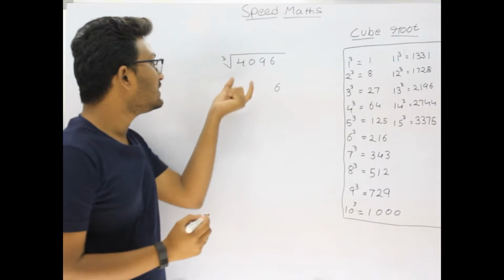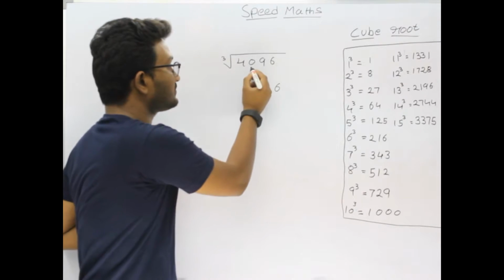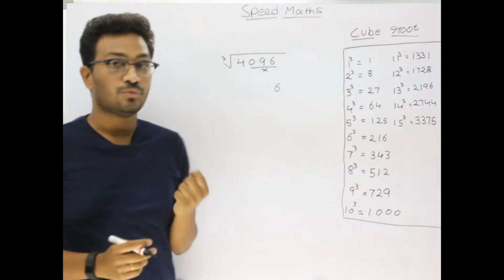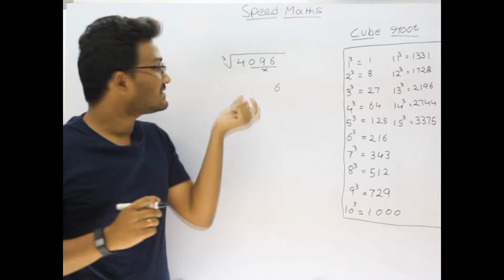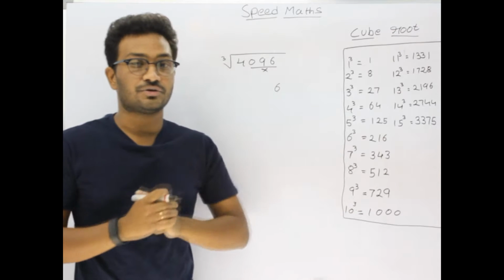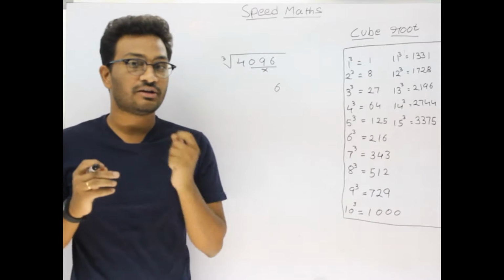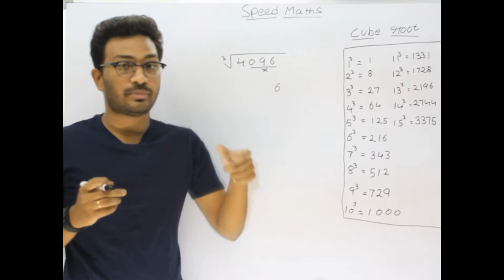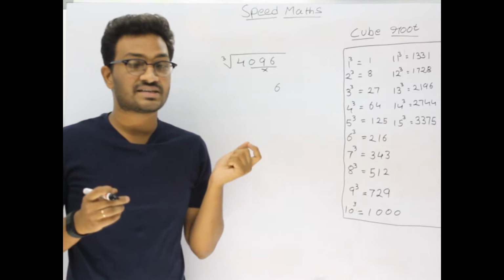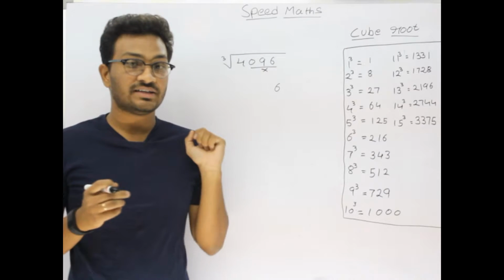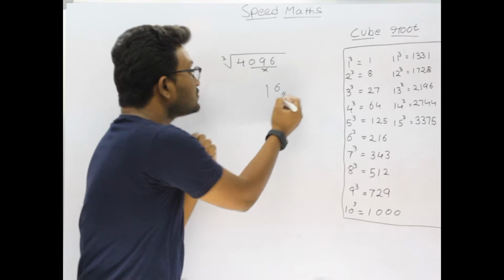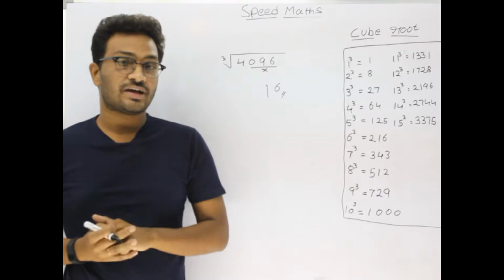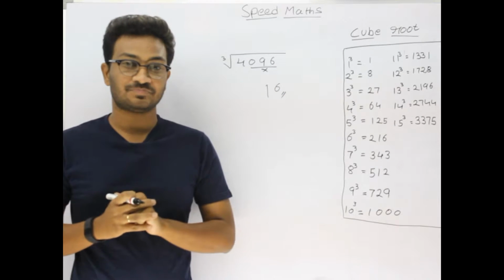Then the next step is to leave the last 3 digits, that is these 3 digits. Now we have to take a number which is less than 4 and a perfect cube, and we all know that there is only one such number, that is 1 cube. 1 cube is nothing but 1, and the cube root of 1 is 1. So the cube root of 4096 is nothing but 16.